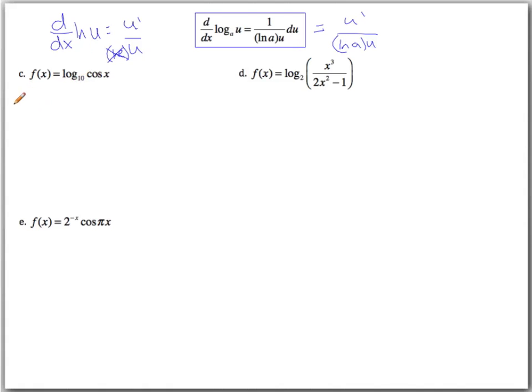Okay, so again, we need to identify what our base is. In this case, it's 10. And we're going to let u be cosine x.